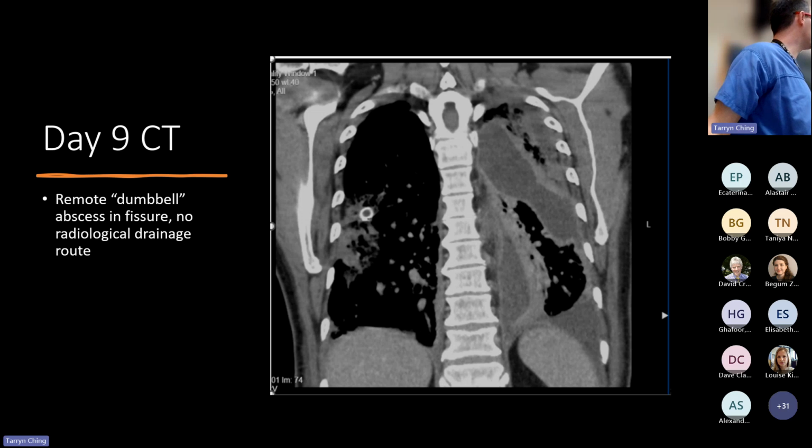And we can see here he's got what we refer to as almost a dumbbell abscess. So if you control the mediastinum well, and the tract from the mediastinum to another cavity elsewhere collapses, you end up with a satellite or dumbbell abscess.